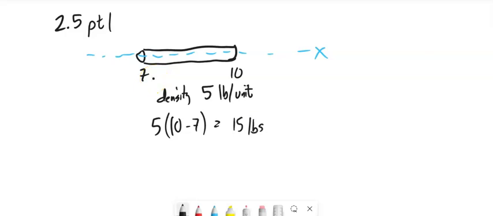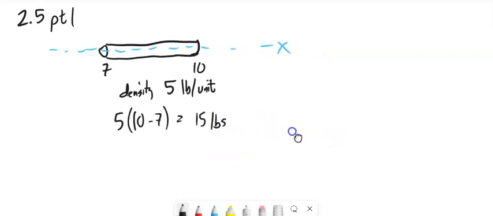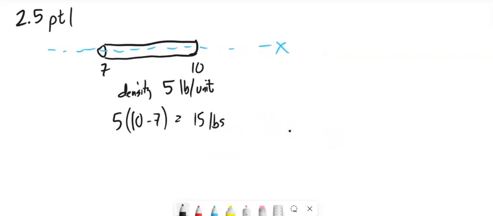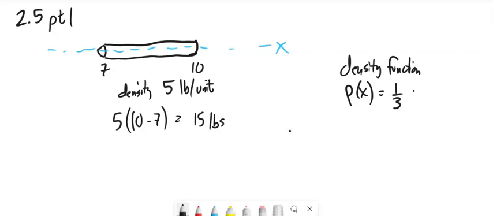So pretty straightforward. But what if this density is not constant? What if it's distributed in a way that we could write an equation for? That's what we're going to get at. Whatever that density function is, we're just going to write it like that. That is going to be our density. So let's say, for example, that the density function for this is 1/3 x squared. In other words, the further we get from 0, the denser this thing gets for some reason.